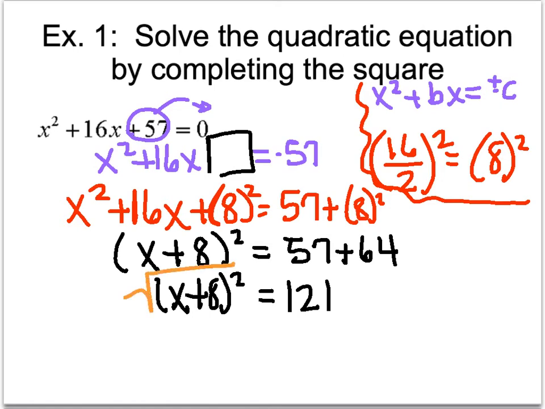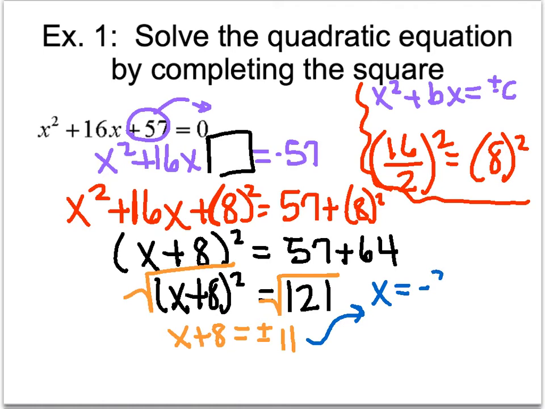So I'm going to take the square root of each side. So I'm left with x plus 8 is equal to plus or minus 11, because the square root of 121 is 11. So now I've got to subtract 8 from each side. So x is going to be equal to negative 8 plus or minus 11.